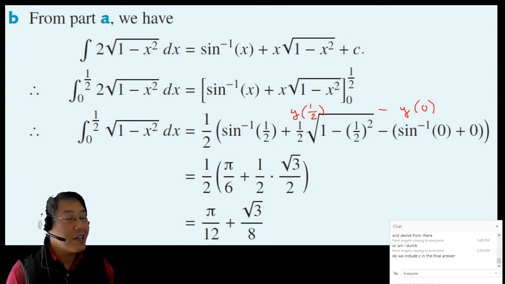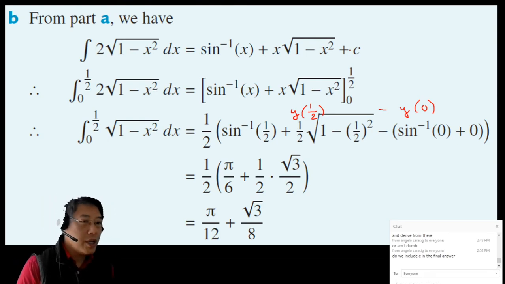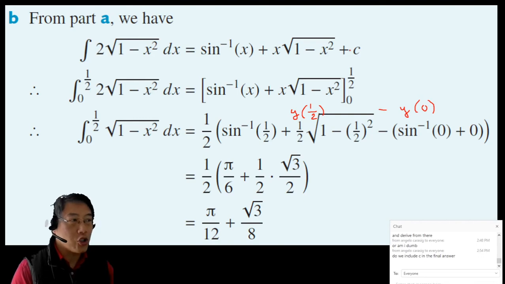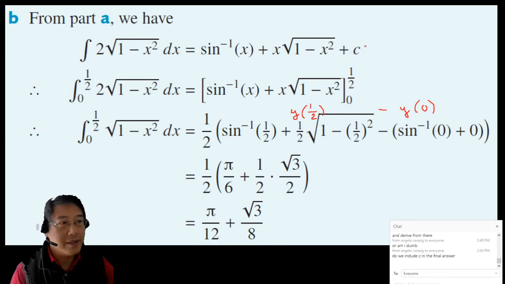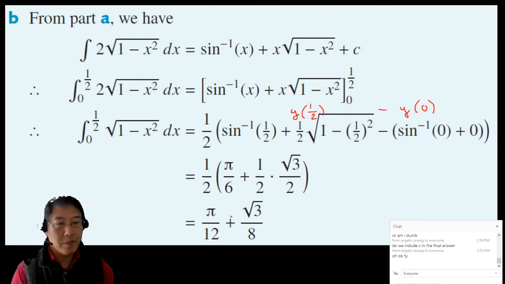The plus C tells you when you anti-differentiate a function, you get a family of functions that has a vertical translation, but you don't know where it is. But by selecting the boundaries, you narrow it down. So you don't need the plus C anymore. Okay? So your final answer will be a numerical answer without a variable C. Okay?